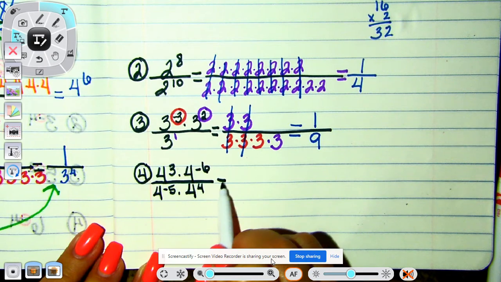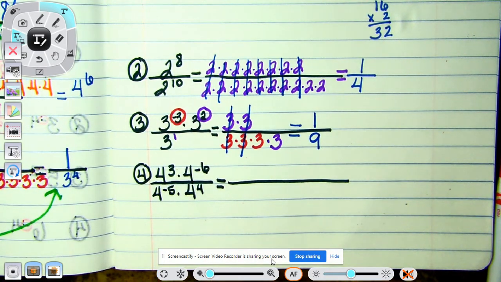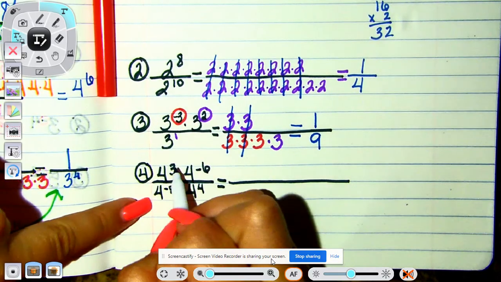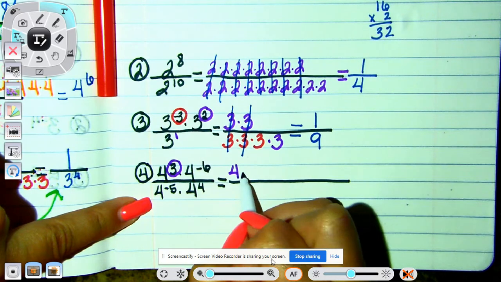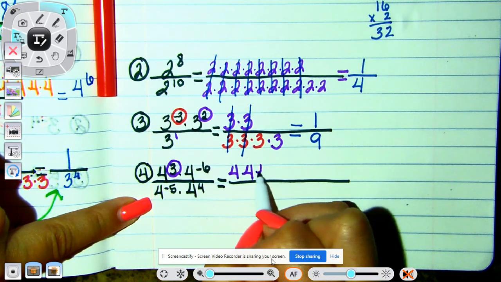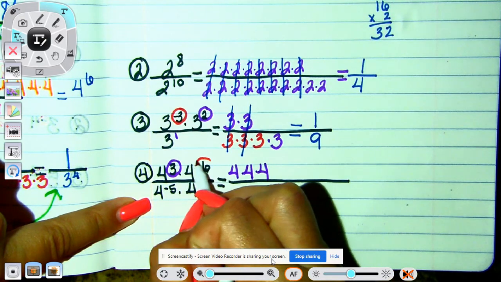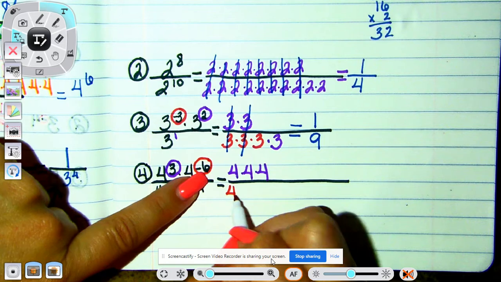Okay. Everything positive, we do exactly what it says. So don't freak out. We are only doing the opposite if we see a negative sign. Okay. So let's start it off. 4 to the third power is positive, so we're going to do exactly what it says and multiply it out. 4 to the negative 6, though, instead of multiplying it 6 times, we're going to divide it 6 times because of that negative sign.